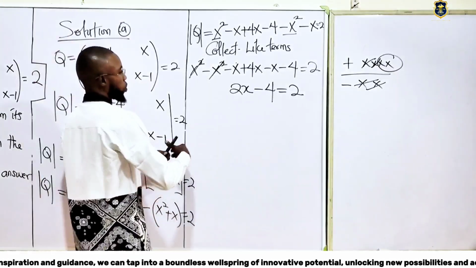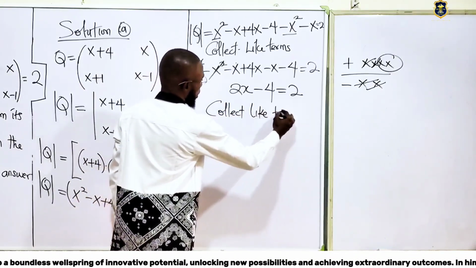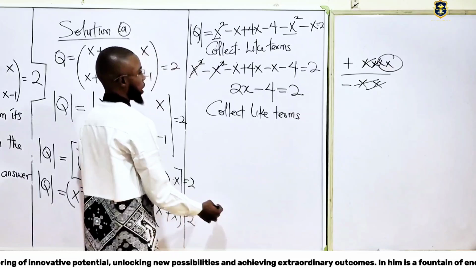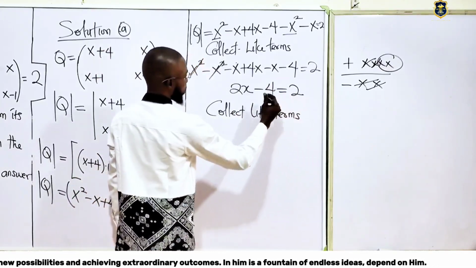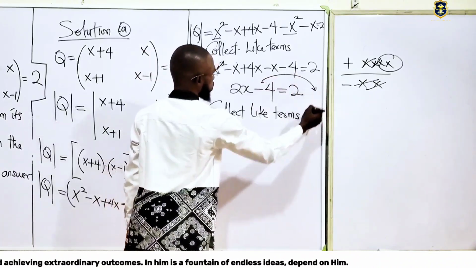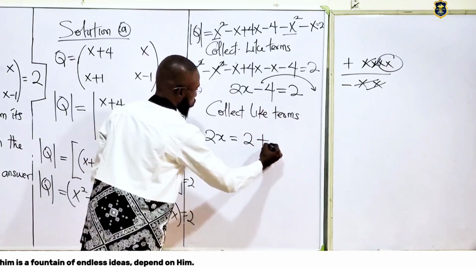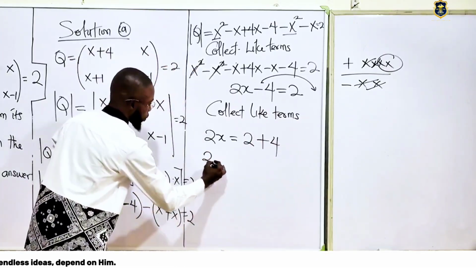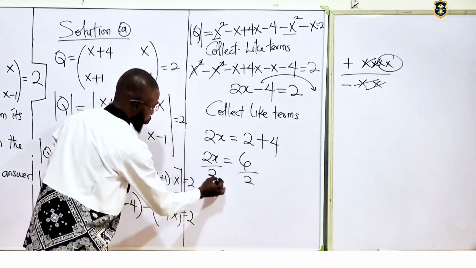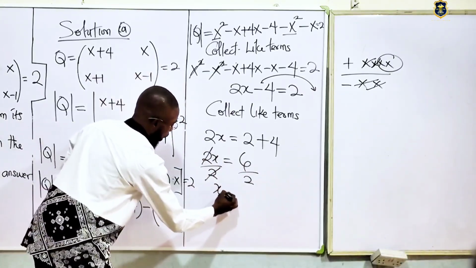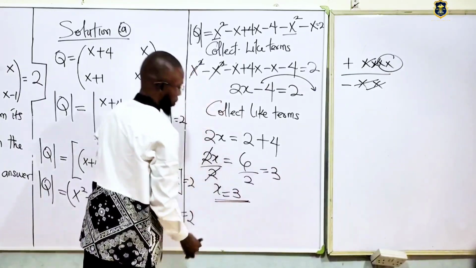But that's not all. What we'll do now is collect like terms. Why do we collect like terms? Because this and this cannot add or subtract. So I have to take this 4 down to where this 2 is. And if we move this minus 4 down, it becomes plus 4 here. So we're left with 2x is equal to 2 plus 4, so that our 2x becomes 6. Divide both sides by 2. 2 we take off 2. Our x becomes 6 divided by 2, which is 3. That's the value for x.